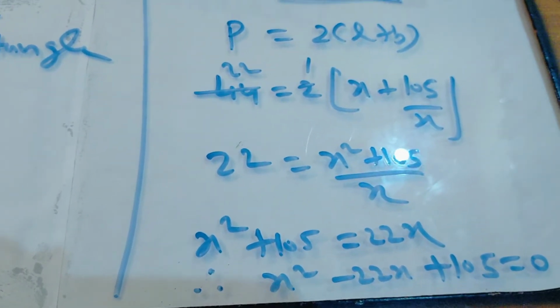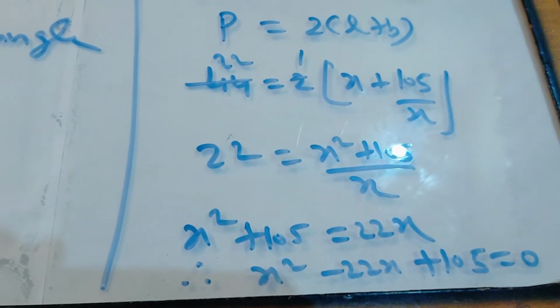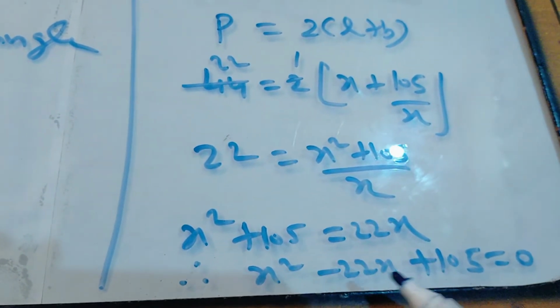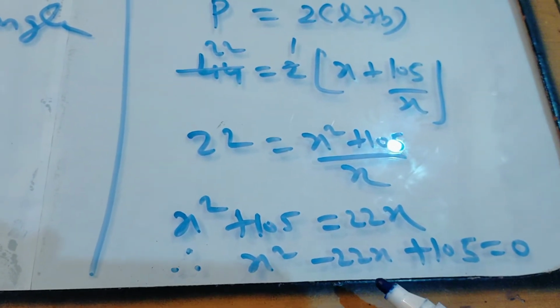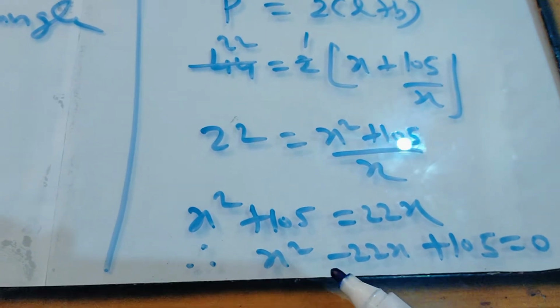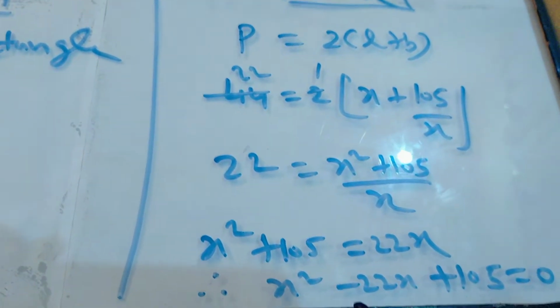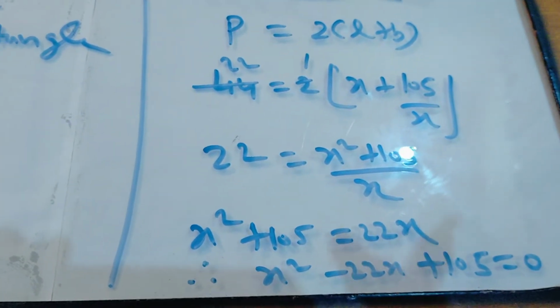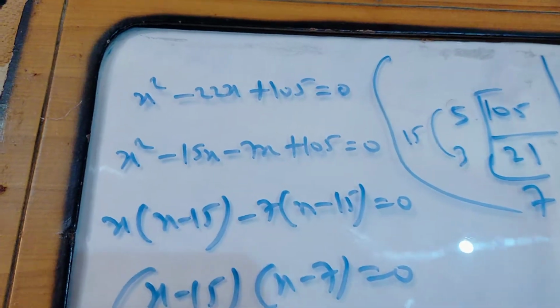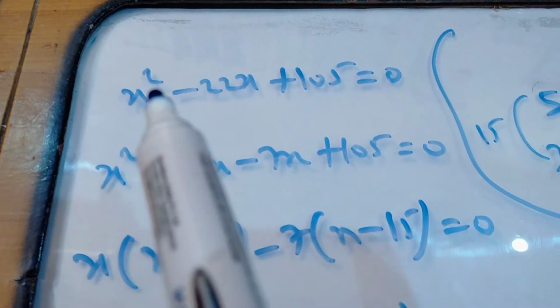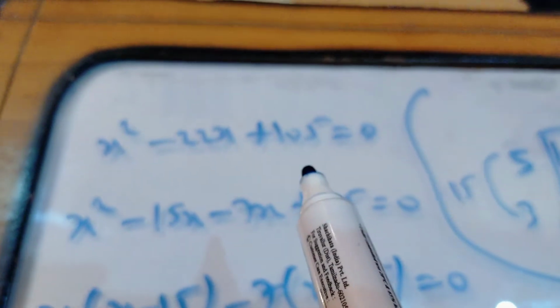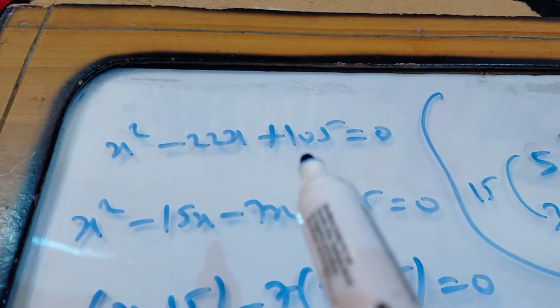That is what he was asking about in this particular question: he wanted you to get this equation. So this is the equation in terms of x. We have done it. Now we will solve it. So students, here we have the equation x square minus 22x plus 105, and this equation we have to solve.